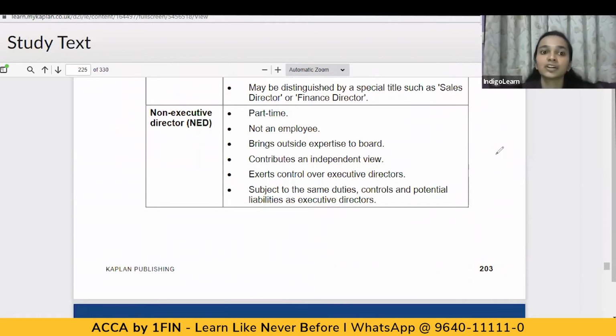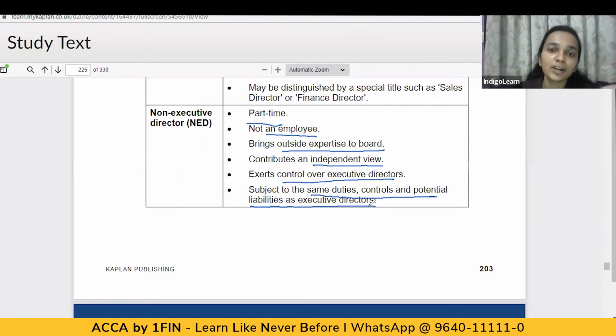Now, talking about non-executive directors, they are part-time, they are not employees, and they bring outside expertise to the board. Like we've understood, they are basically a part of the board because they have expertise in a certain field. They contribute their independent view, exert control over executive directors, and are subject to the same duties, controls, and potential liabilities as executive directors. So non-executive directors are basically people who are a part of the board because of their expert knowledge in a particular field.